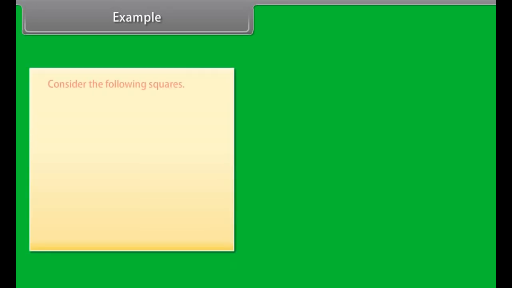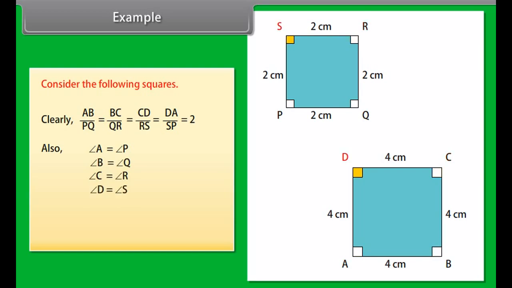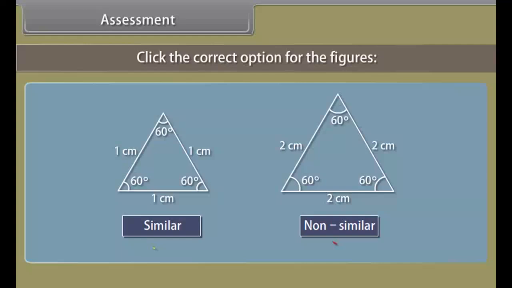Example. Consider the following squares. Clearly, AB/PQ = BC/QR = CD/RS = DA/SP = 2. Also, angle A = angle P, angle B = angle Q, angle C = angle R, angle D = angle S. Thus, the squares are similar figures as their corresponding sides are proportional and their corresponding angles are equal.